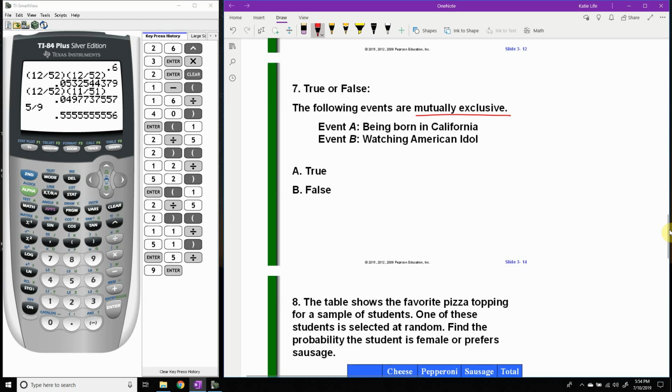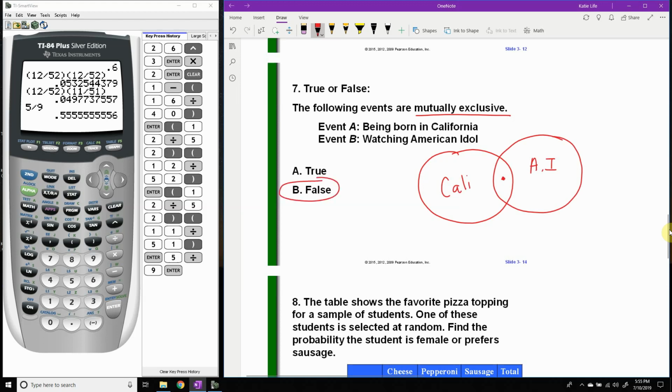So, event A is being born in California. Event B is watching American Idol. Are these two events non-overlapping? Well, no, they do overlap, right? Let's think about a Venn diagram picture here. Let's say that this circle is being born in California, and let's say that this circle is that you like American Idol, right? I'm sure there is a person out there in existence who is a native Californian and also watches American Idol, right? These two circles are overlapping, right? So they are not mutually exclusive. So we would say that this is false. They are not mutually exclusive.